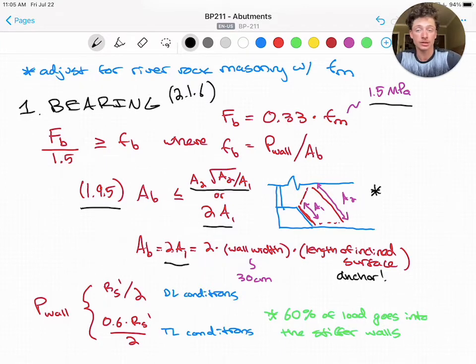So we have 2 conditions. We have our PreFill and our PostFill condition. PreFill is before filling the ramp. We can't rely on any ramp fill to distribute the load.